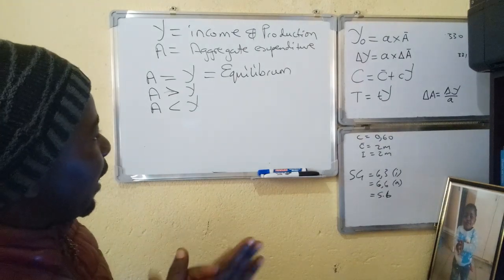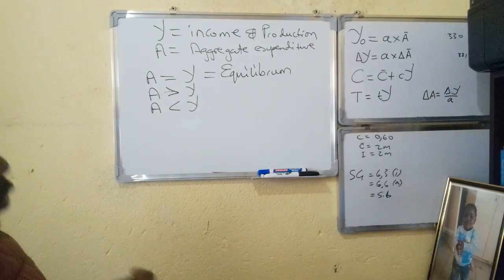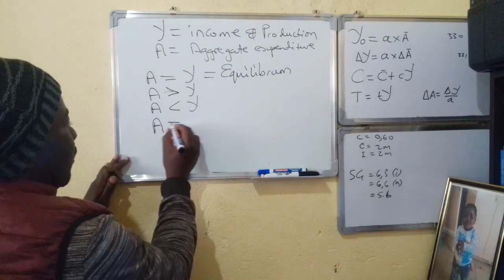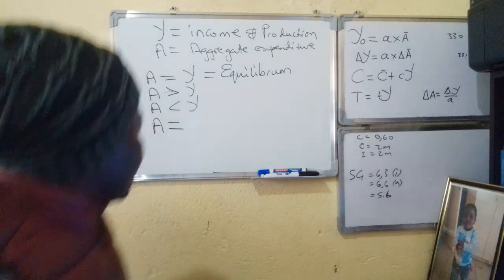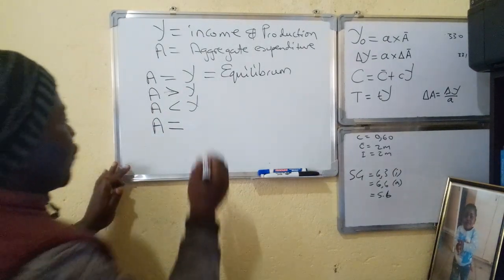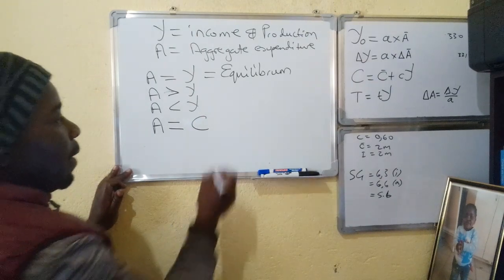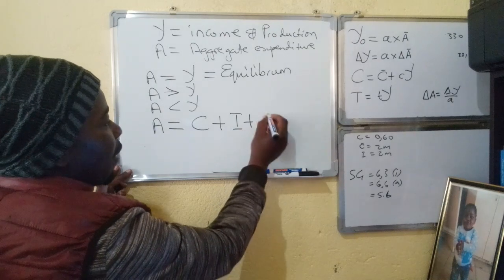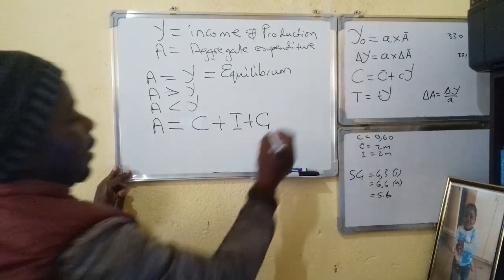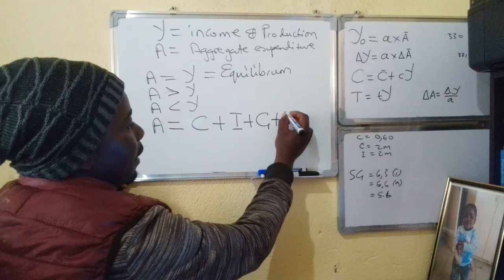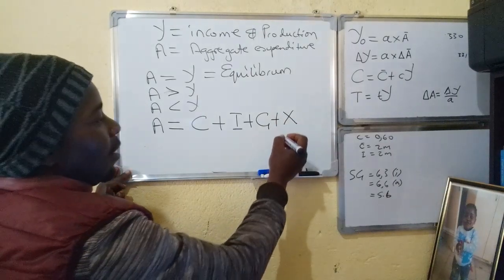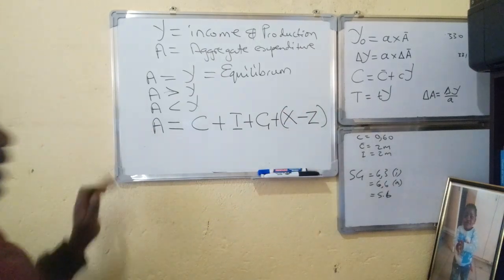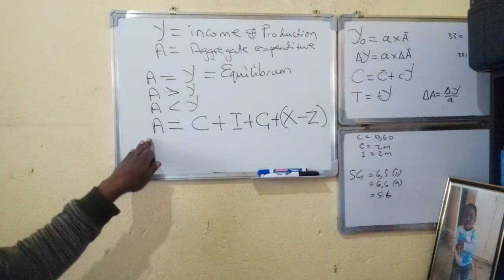Now, aggregate expenditure has many components. First, we have consumption expenditure. We have investment expenditure. We have government expenditure. And we have export expenditure, which is always minus imports from it, and we put them in brackets. So these are the components of aggregate expenditure.